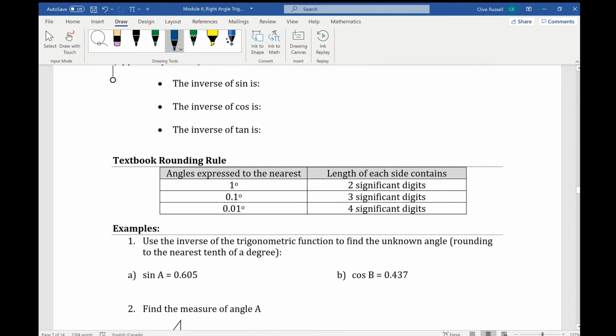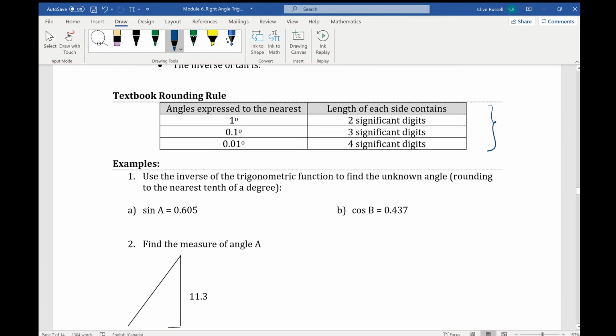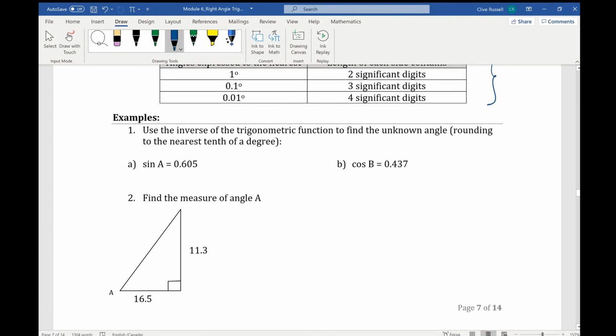Now there is something here about the textbook rounding rule which you should read, right? And then we have some examples here, which we will do just now.